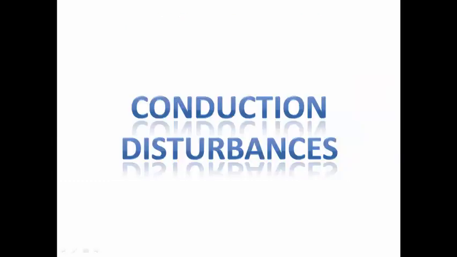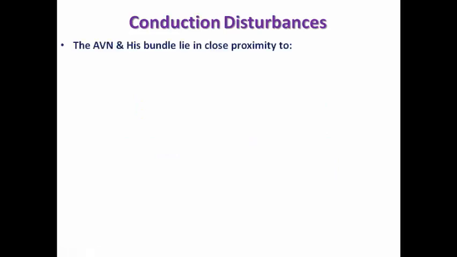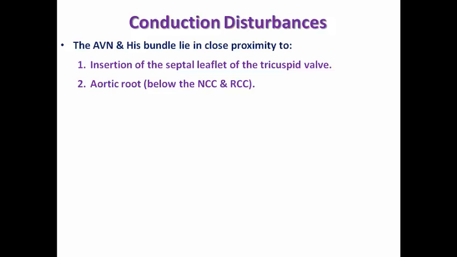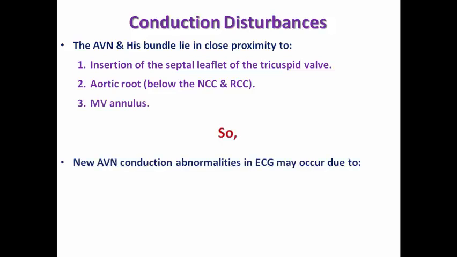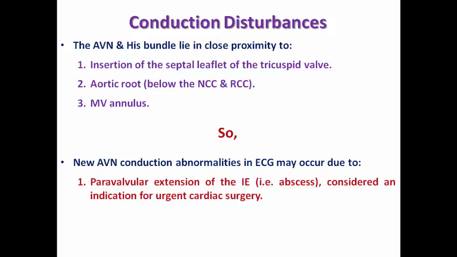Then you should not forget the conduction disturbance that may occur as a complication in infective endocarditis. As we know, the AV node and His bundle lie in close proximity anatomically to the insertion of the septal leaflet of the tricuspid valve, the aortic root, especially below the non-coronary and right coronary cusps, and the mitral valve annulus. So any new AV nodal conduction abnormality, even first degree AV block, may occur due to paravalvular extension from an infection like an abscess in these anatomical sites, and this is considered an indication for urgent surgery.